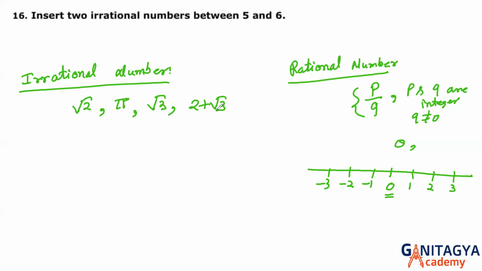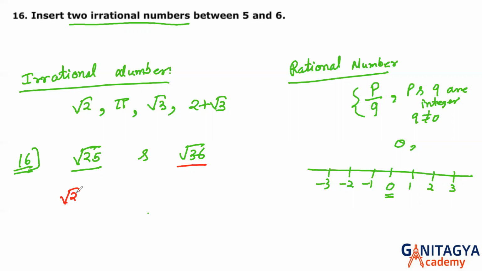So what is the question? Insert two irrational numbers between 5 and 6. First write it down, this is a very easy question. See, can I write 5 as under root 25 and 6 as under root 36, isn't it? So I have written 5 as under root 25, and instead of 6 I have written under root 36. So there are so many irrational numbers between these.